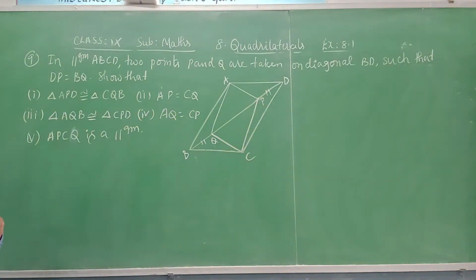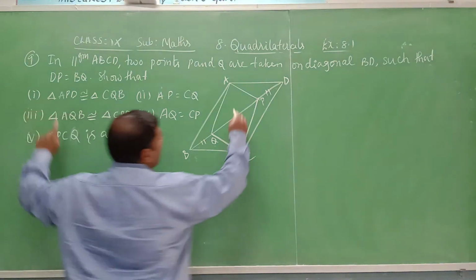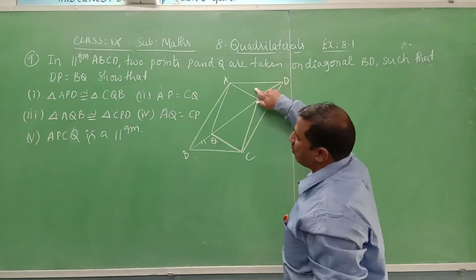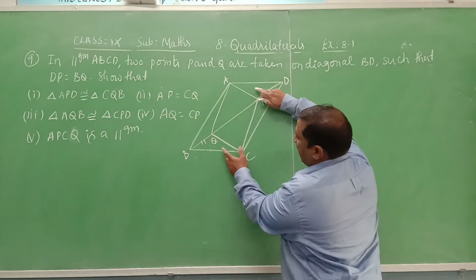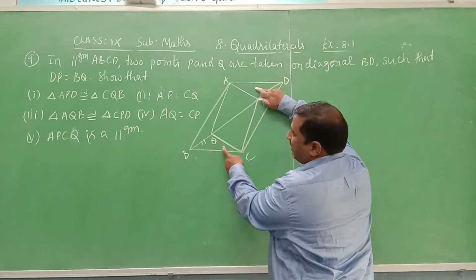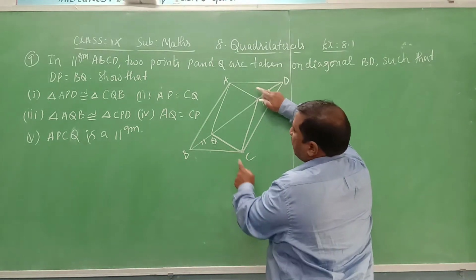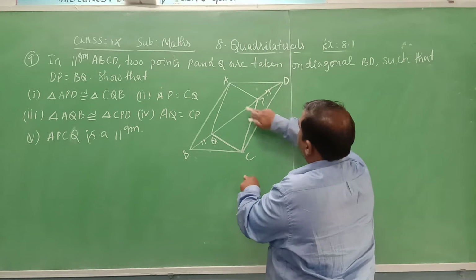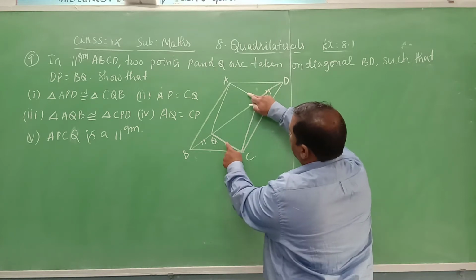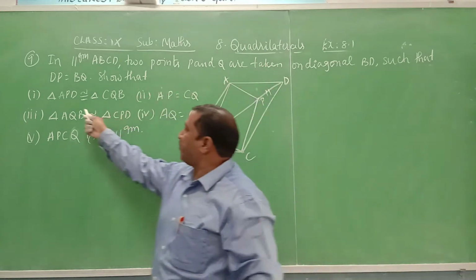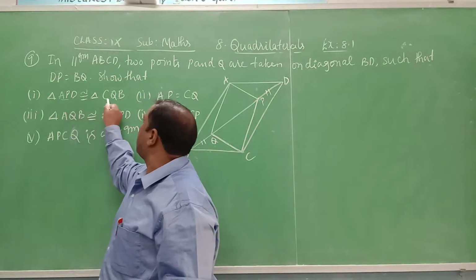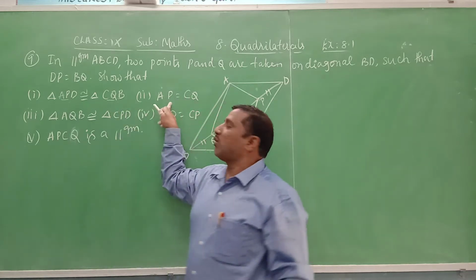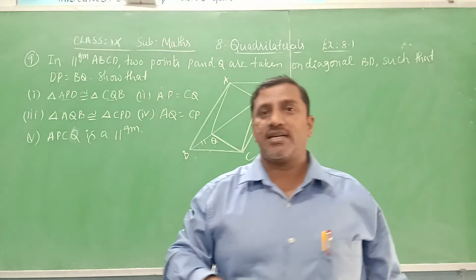We have to prove five things. First, triangle APD and triangle CQB, these two opposite triangles, are congruent. Second, AB is equal to CQ. If you prove the two triangles are congruent, then by CPCT AB is equal to CQ, so we can prove the second one from the first one.